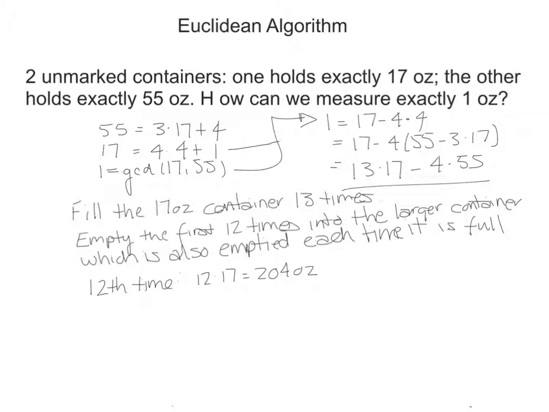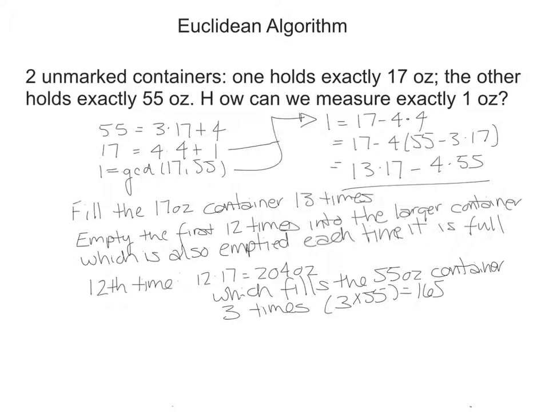So essentially, it's filled the 55-ounce container 3 times. So I have that here. After the 55-ounce container is filled 3 times, 165 ounces have gone in. Then on the 12th time, we have 204 minus 165, so after the 12th time, there's 39 ounces left in the large container. It hasn't been filled yet, so it's still not dumped out.